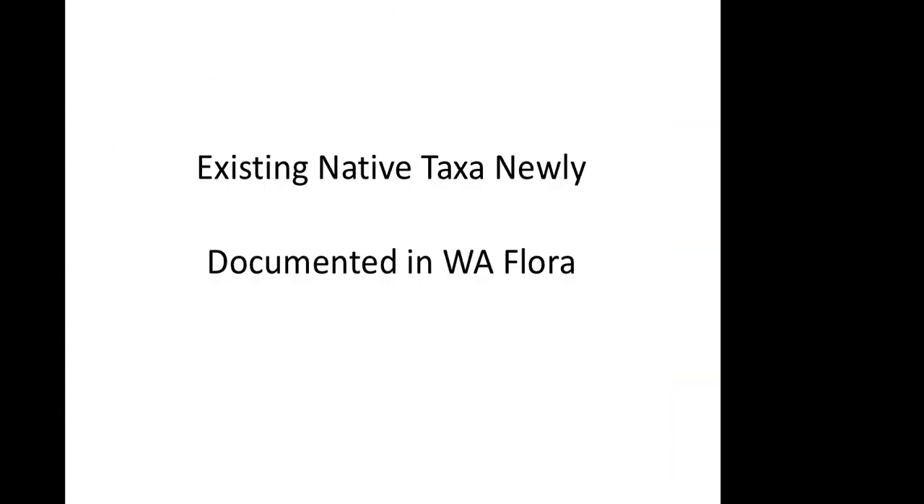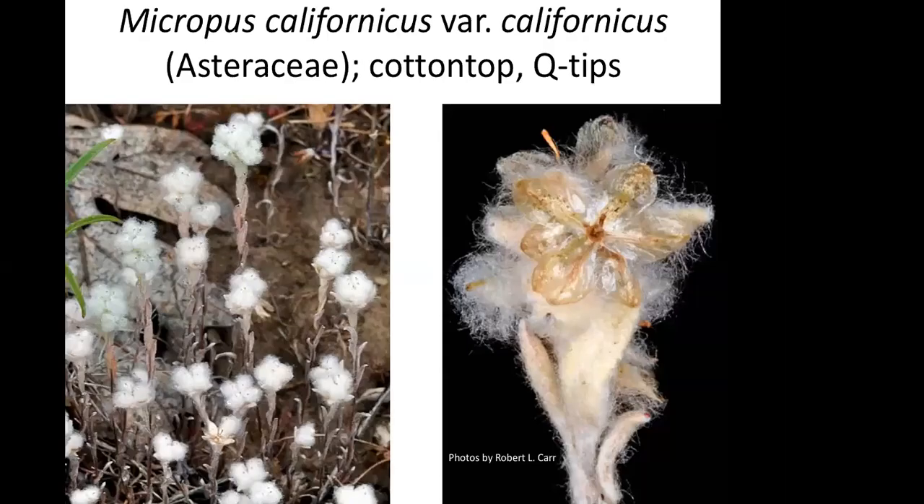That's kind of a recurring story everywhere, and in Washington as well. So that brings us to our next category of existing native taxa newly documented in Washington. Strangely enough, over the past year, there have been a couple of interesting finds. This is a species of plant that I was not familiar with, Micropus californicus. It's in the Asteraceae. It was photographed by Bob Carr.